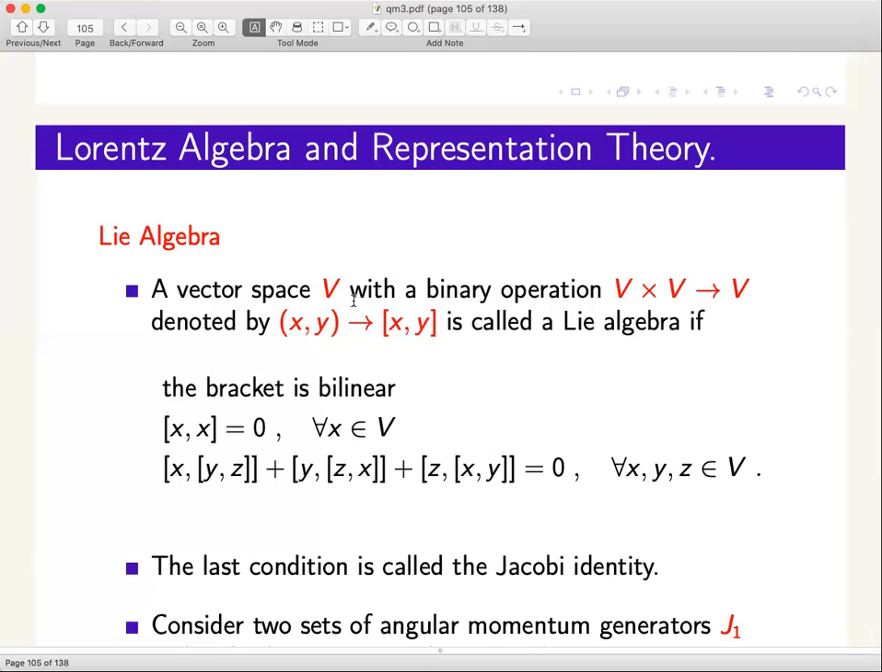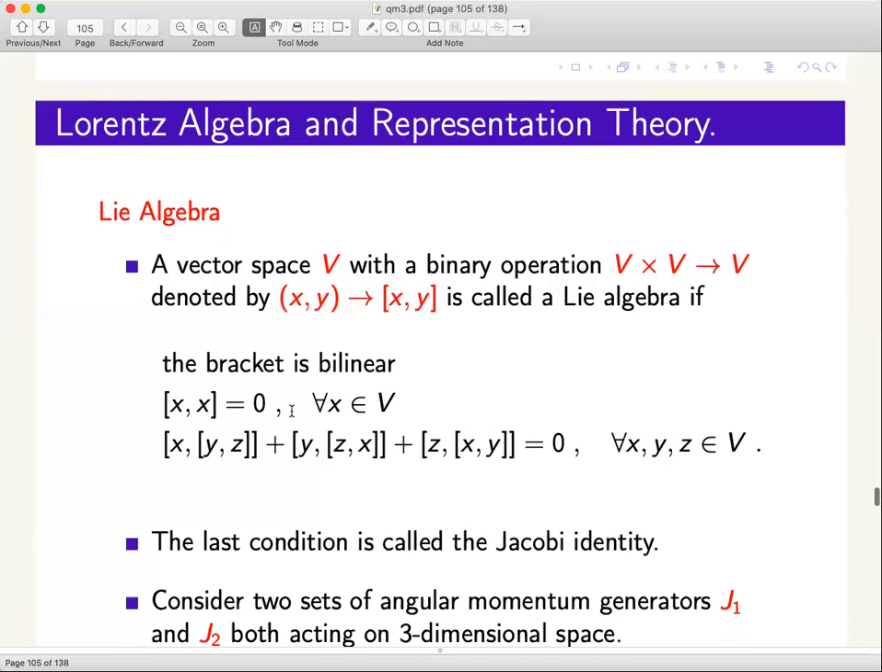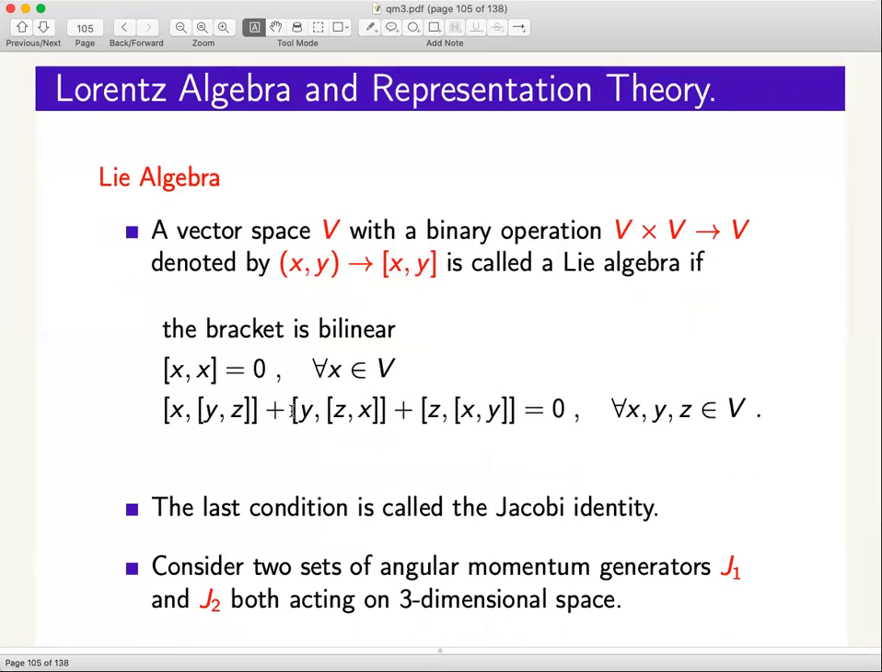So if you have a vector space with a binary operation like this, satisfying these three conditions, then you would say that the vector space gives you a Lie algebra. Is the definition clear?